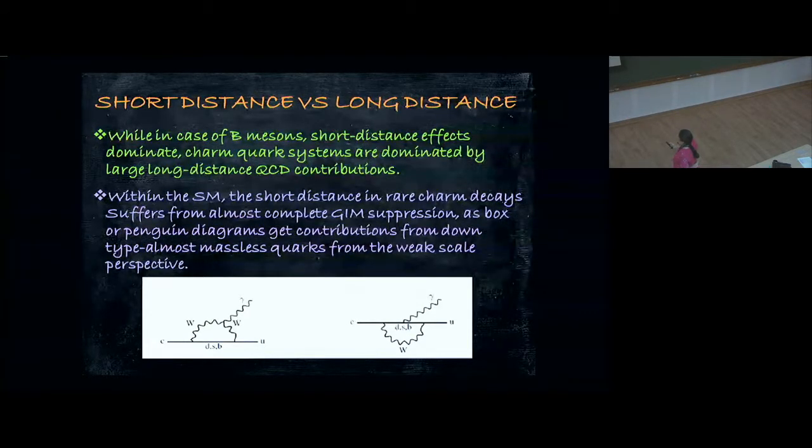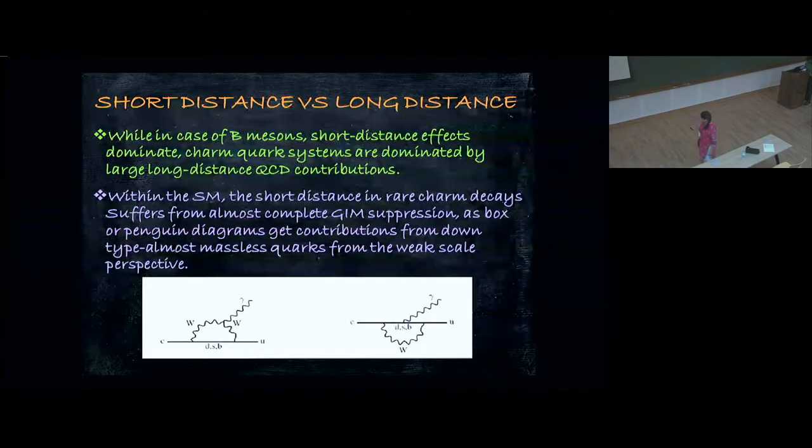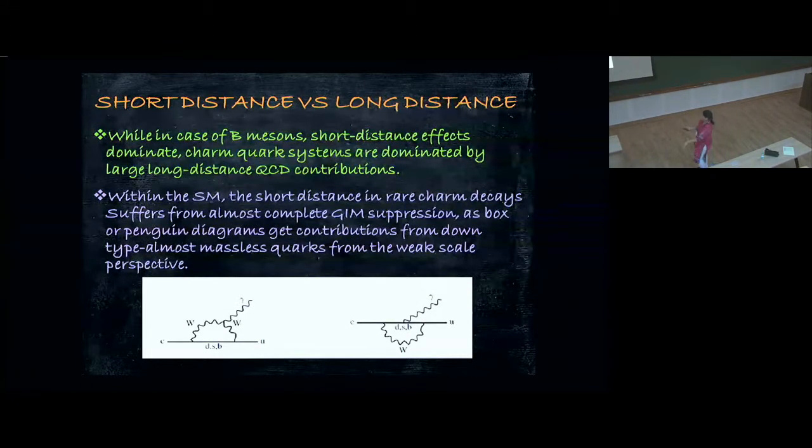Within the standard model, the short distance contribution in charm decays suffers from almost complete GIM cancellation, if you look at the diagram for c to u gamma, which is the radiative decay I'm talking about here today. What I was mentioning was about these loop diagrams for c to u gamma. The internal quarks are the down-type quarks, the d, s and b, which are all light, almost massless compared to the electroweak scale. That's the reason that this contribution within the standard model without QCD correction is very, very tiny.